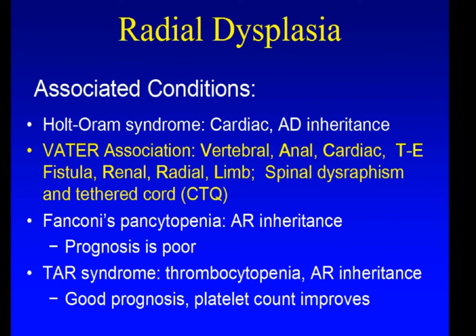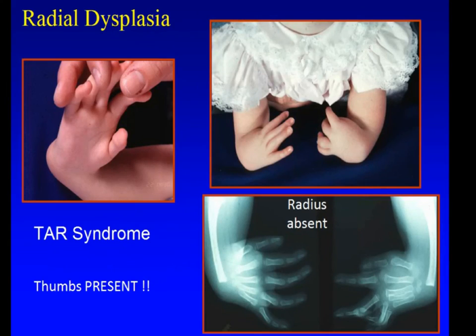Another one is TAR syndrome, which is thrombocytopenia absent radius syndrome. This one is a temporary thrombocytopenia of the platelets, and that tends to improve as the child gets older and is not associated with that poor prognosis. This also is autosomal recessive inheritance. These kids have thumbs present, but they don't have radii. So it's kind of an interesting presentation.